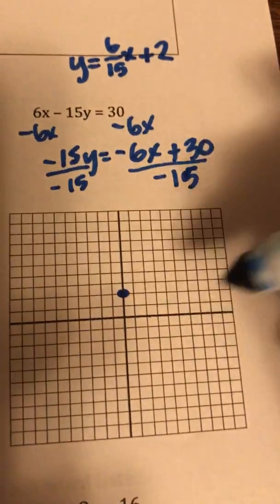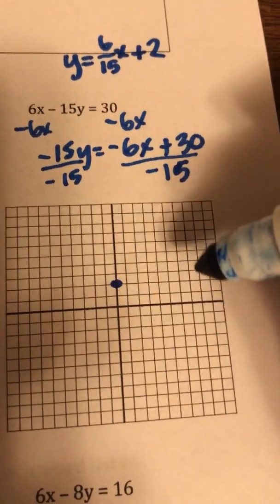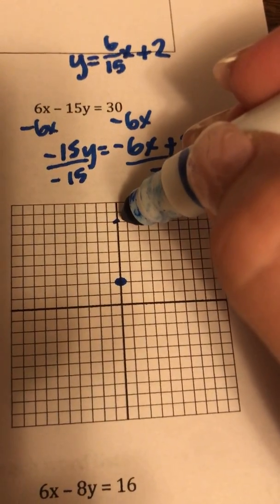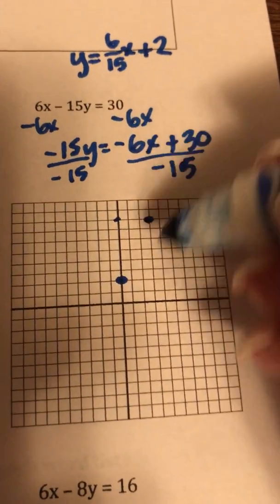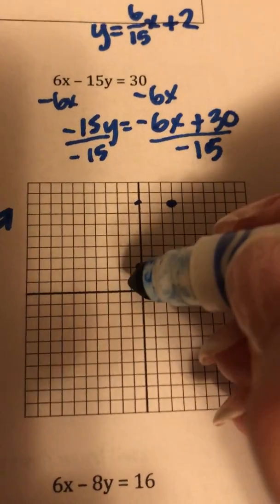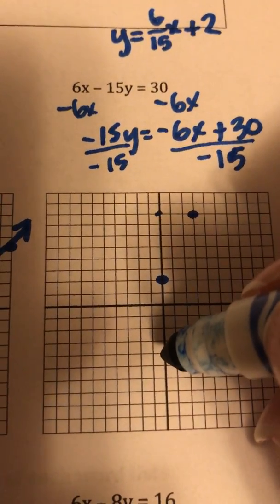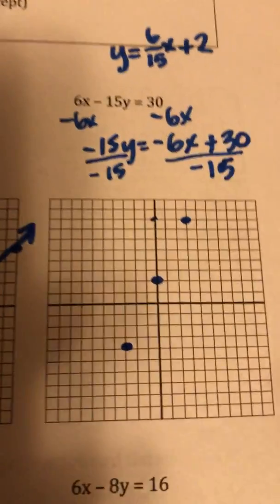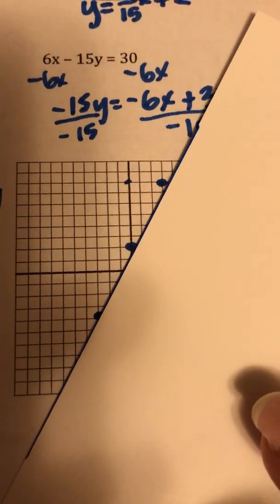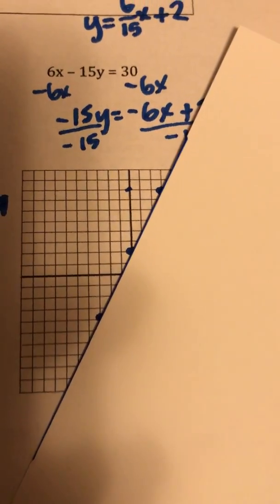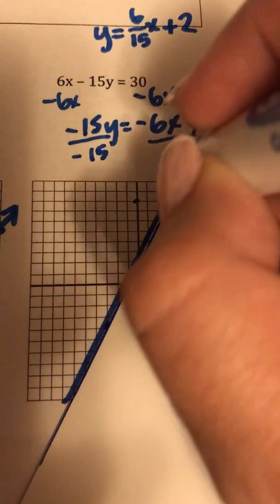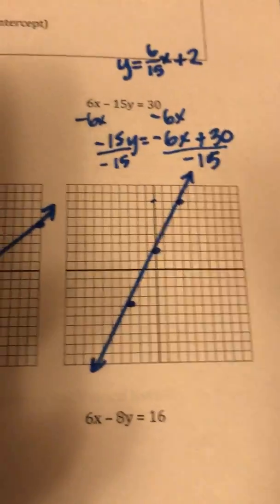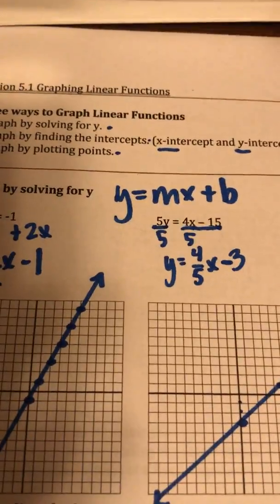And then let's say our values going this way are by 5s. So we're going to go up 6 to here and then over 15. So 5, 10, 15. Now I'm running out of space up here, so I'm going to go 2, 4, 6, 5, 10, 15. Get that there. So now I have 3 points, and I draw my line.